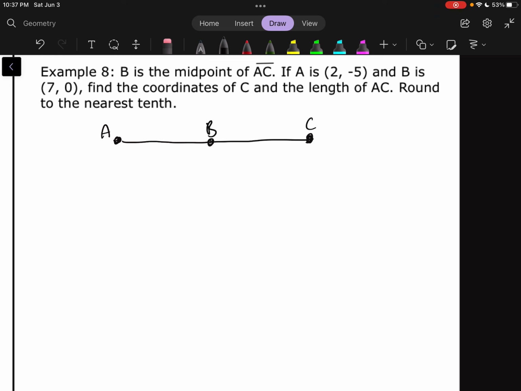Here's C. A is at (2, -5). B is at (7, 0). We don't know where C is. So we want to find C, and then we want to find the length of AC.